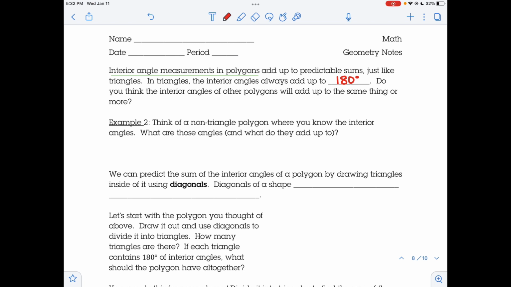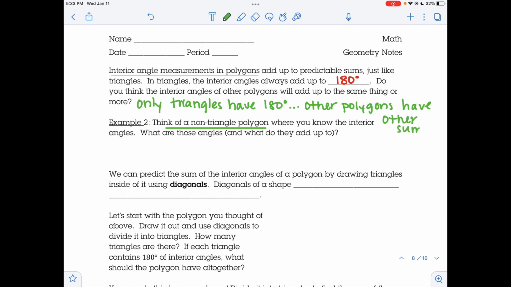All right, as you were thinking about this, the interior angles of other polygons, you may have thought of a specific example like we're going to do in example 2. We're going to think of a specific actual polygon where you know. But, spoiler alert, the interior angles will not add up to 180 unless it's a triangle. So only triangles have 180. Other polygons have other sums.